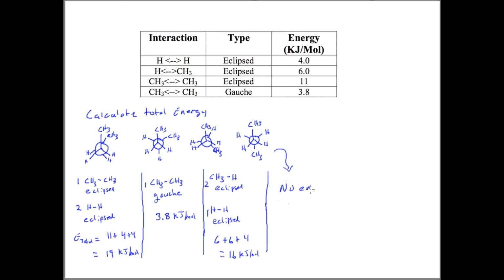And then finally, when I get to the anti conformation, what I note is that I have 0 energy interactions there. And so I have basically minimal energy at this point. So there you go. That's how you can look at Newman conformations to show you how much energy you have. And you're all done.